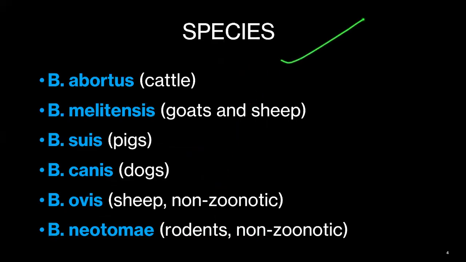After that, we will look at the species. Brucella abortus, present in the cattle. Brucella melitensis in goats and the sheep. Brucella suis in pigs. Brucella canis in the dogs. Brucella ovis in the sheep and the non-zoonotics. And Brucella neotomae, that is present in the rodents and is non-zoonotic. So these are the important species of the Brucella.